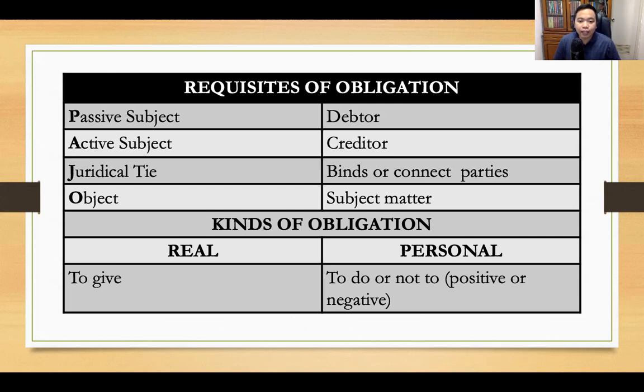Now, there are different kinds of obligation. Number one, real. Number two, personal. The real obligation consists of an obligation to give, while a personal obligation consists of an obligation to do or not to do. In other words, class, a real obligation involves delivery of something to another person, while a personal obligation involves rendering some service.